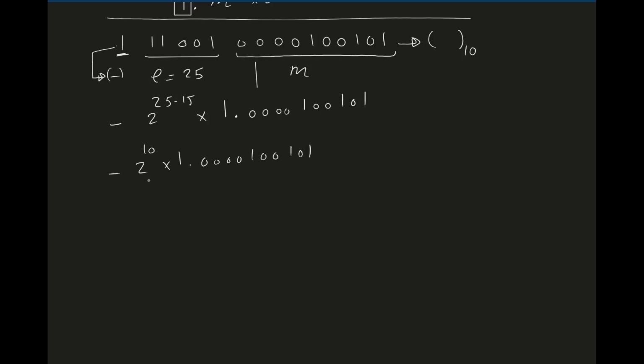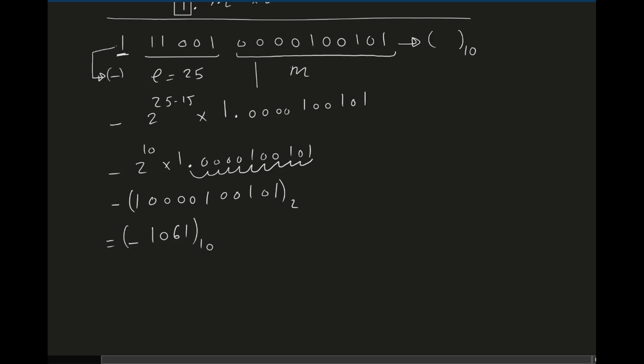And then you can calculate this if you like. So you move this radix point to the right 10 places: 1, 2, 3, 4, 5, 6, 7, 8, 9, 10. So this becomes 10000100101. This is still base 2, by the way, right? And this is equal to negative 1061 base 10.